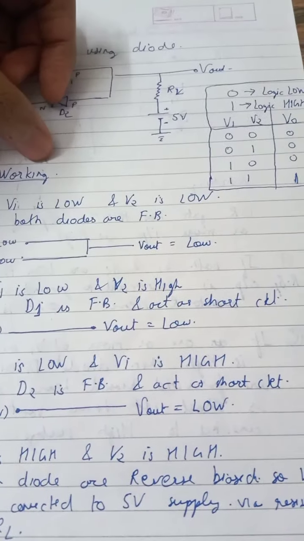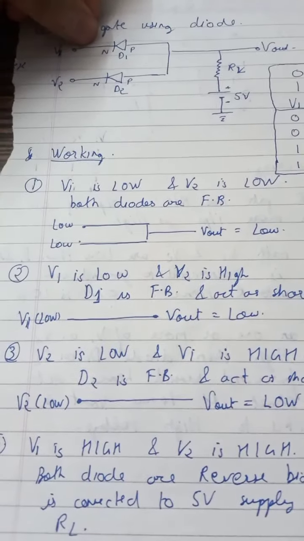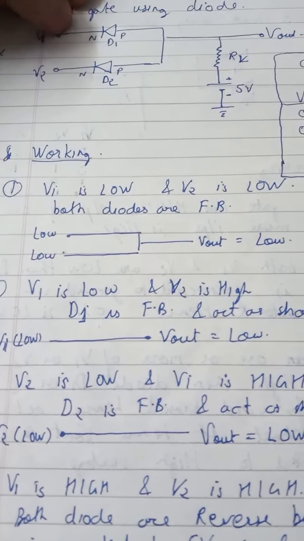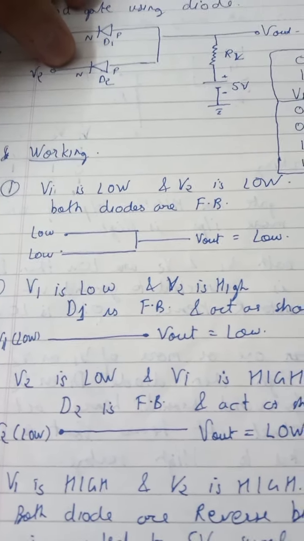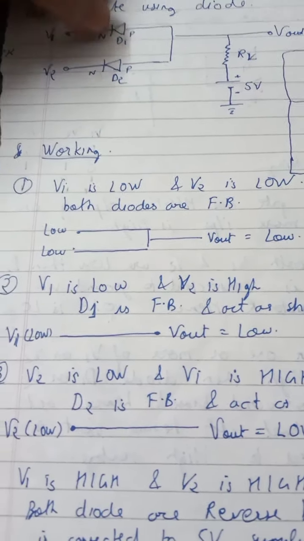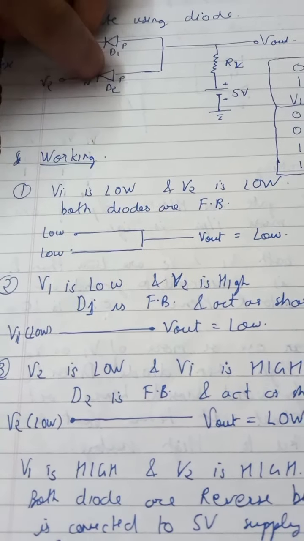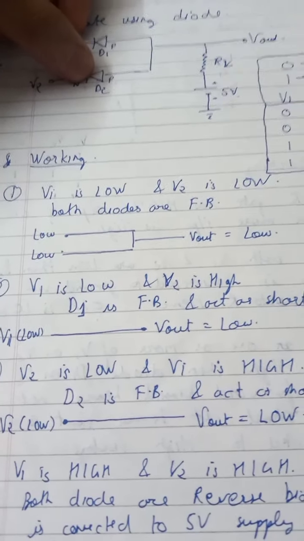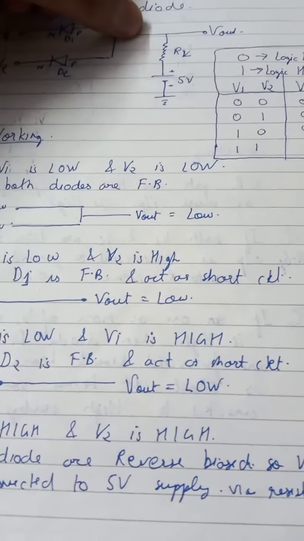Now in the last case or the fourth case, both V1 and V2 are logic high. So N terminal of diode D1 is connected to logic high and N terminal of diode D2 is also connected to logic high. So both D1 and D2 are reverse bias. So both D1 and D2 can be replaced by an open circuit because in reverse bias a diode can be replaced by an open circuit. So this whole circuit is gone.